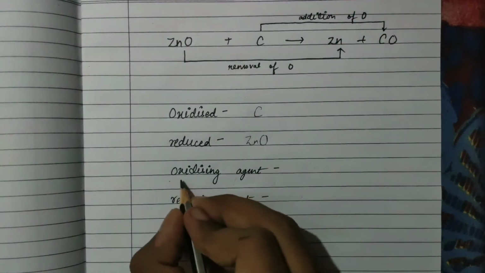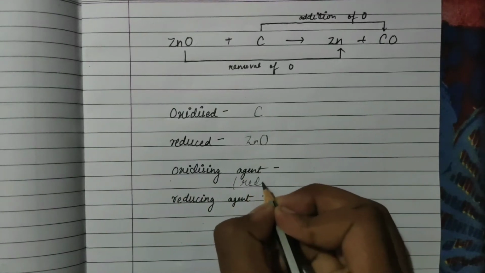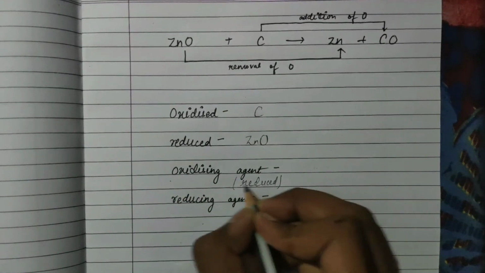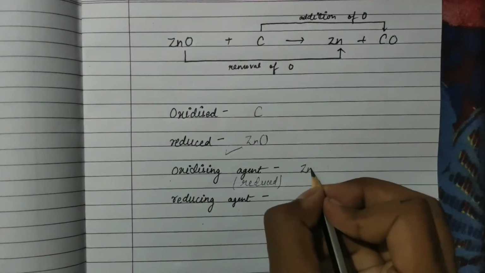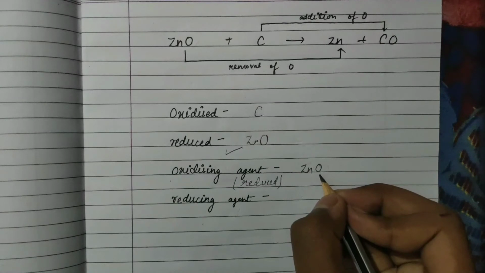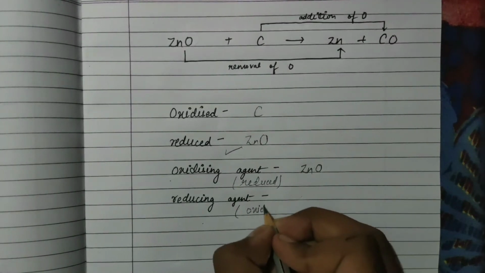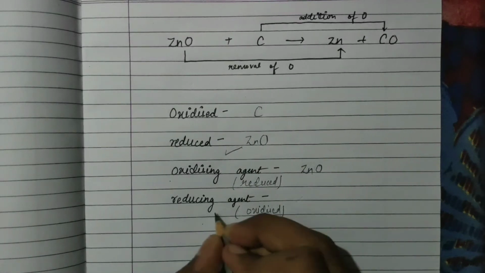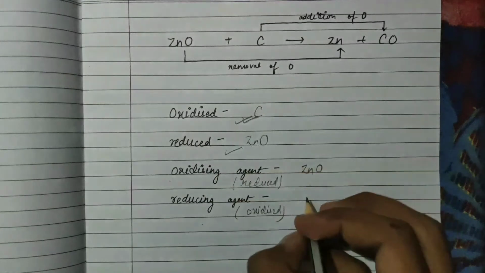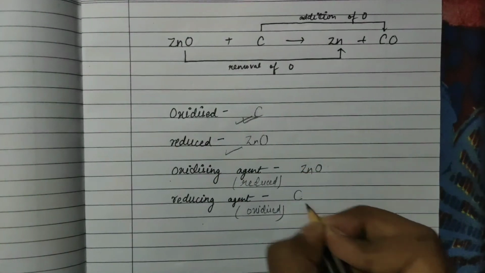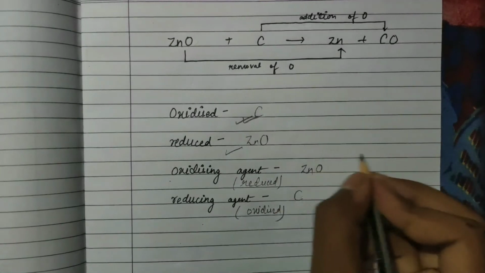Now, which one is the oxidizing agent? Well, the substance which gets reduced itself is called the oxidizing agent. So here, zinc oxide got reduced, therefore it's also the oxidizing agent. Now, reducing agent, the substance which gets oxidized itself, it's called the reducing agent, therefore C, which got oxidized here, is also the reducing agent. I hope you understand this, and we would solve these type of questions just like this.